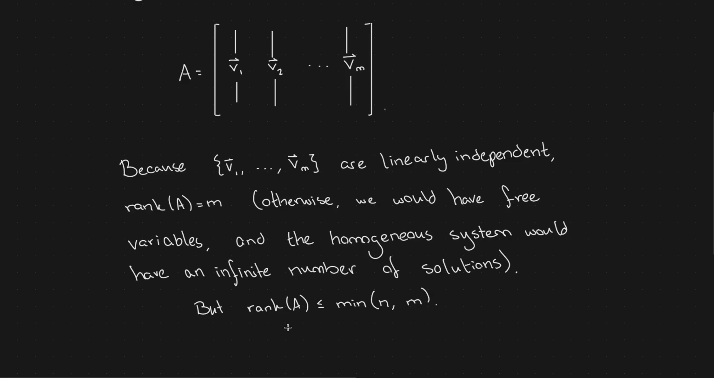Each leading entry has to be in its own row and its own column from all the other leading entries. So the rank has to be no larger than the number of rows and the number of columns. It has to be less than or equal to the number of rows and the number of columns. So we just said the rank is equal to m. And the rank has to be no larger than the smaller of the number of rows and the number of columns. If it's equal to the number of columns, then the number of columns cannot be larger than the number of rows.